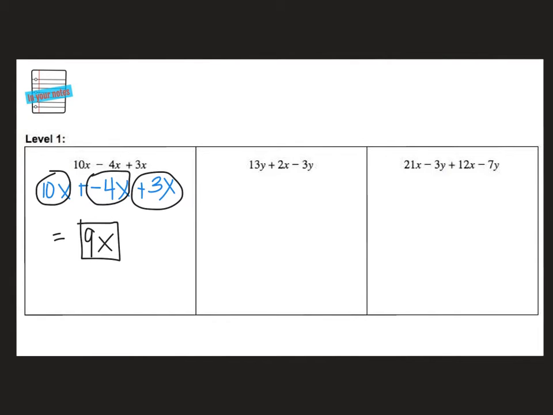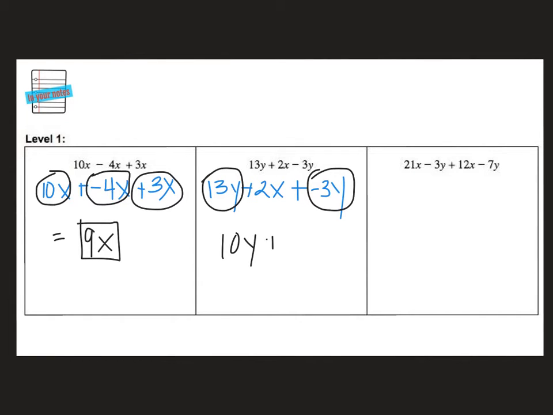The next one here, again, let's change any minus signs to plus negative. This typically makes it easier to determine if we're adding or subtracting these. So minus 3y, let's make plus negative 3y. Now I notice some like terms here. I notice 13y's and negative 3y's. So 13y plus negative 3y gives us 10y plus 2x's. And we can't combine any further because these are different variables, so we cannot combine them. They are not like terms.